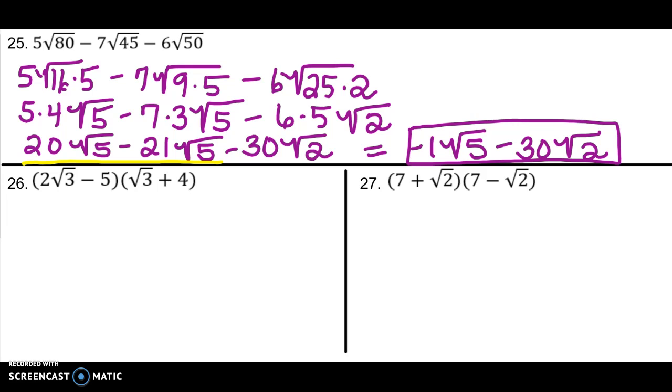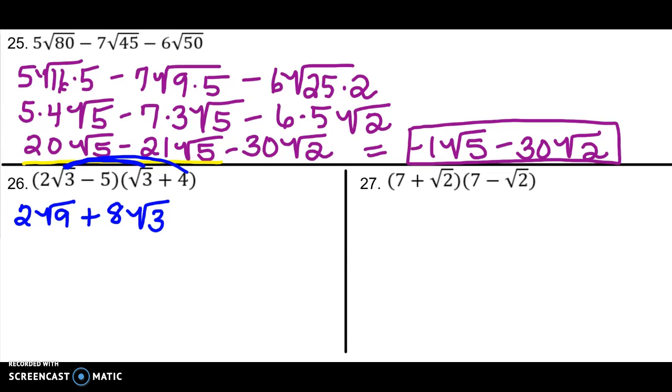All right, question 26. We are multiplying. We're going to be distributing. So first, I'm going to take the 2 square root 3 times the square root 3. 2 square root 3 times square root 3 would be 2 square root 9. Now I'm going to take 2 square root 3 times 4. I'm distributing, which is 8 square root 3.